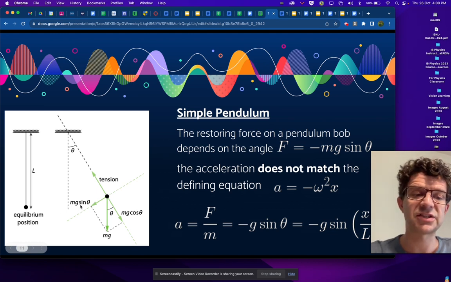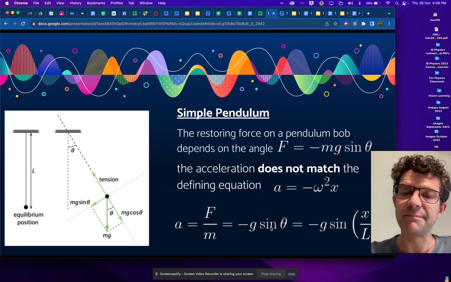points tangent to that circle that's equal to mg times the sine of theta. The tension force can't provide any restoring force. So our acceleration is equal to F over m, which is going to be minus g sine theta.